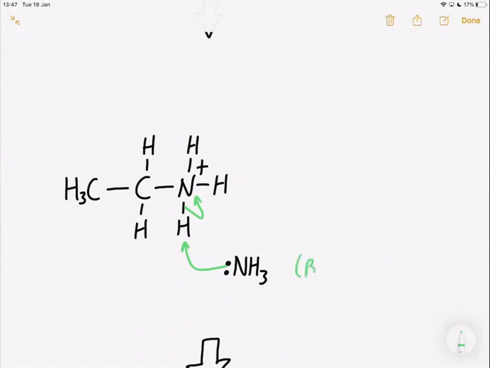Quick reminder, the role of the NH3 in this step is it's considered a base, whereas in the previous step it was considered a nucleophile. And this is what makes this one of the more complicated year 12 mechanisms, right? The fact that the ammonia has this kind of dual role.